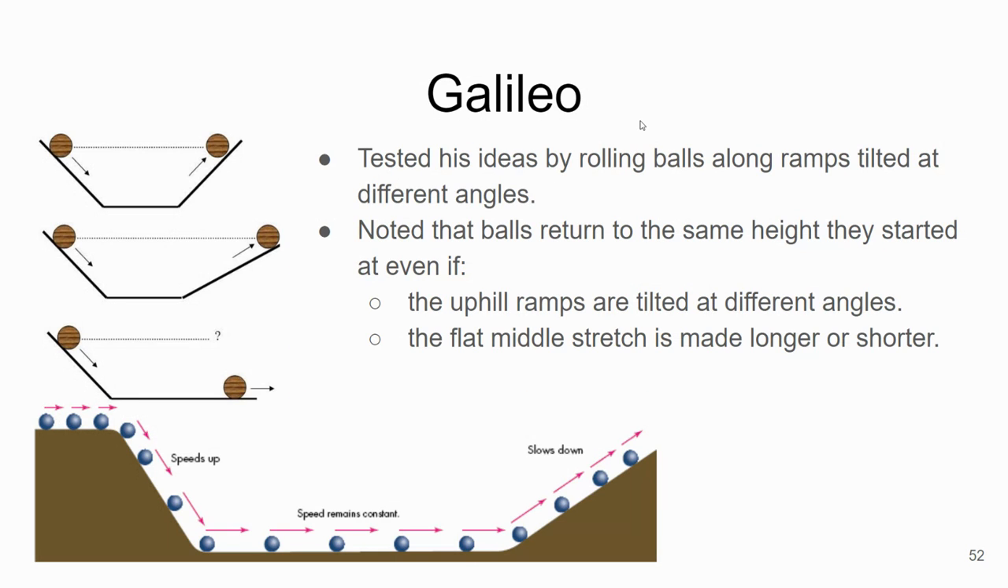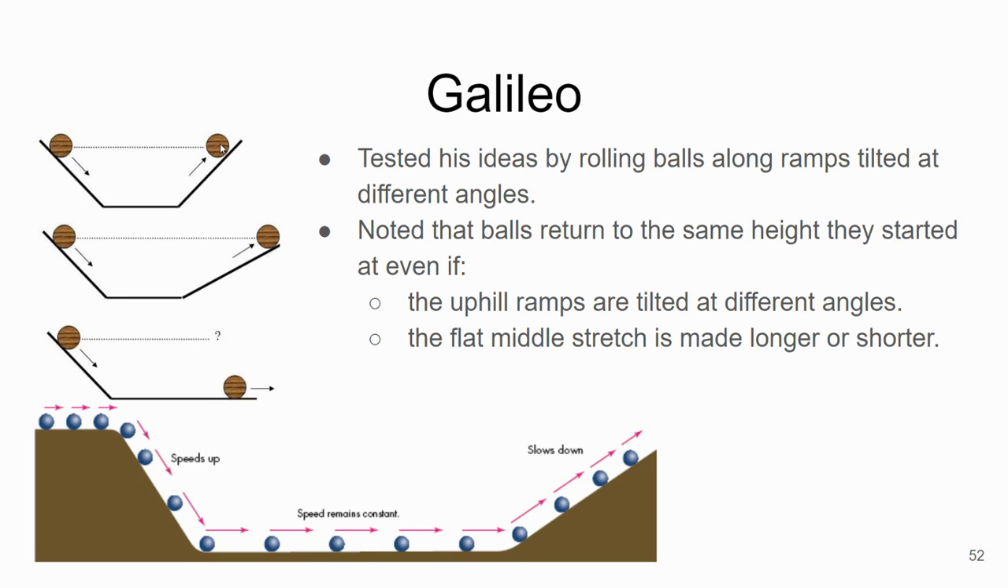So back to Galileo. He tested his ideas about motion by rolling balls along ramps. So notice in this first setup, we have a ramp going down, a flat part, and a ramp going up at the same angle that the first one was going down. And he noticed, you let the ball go, it speeds up, and then it cruises across the middle part, and then it slows down as it's going up the other ramp. And it does so in such a way that it gets up to the exact same height that it left at.